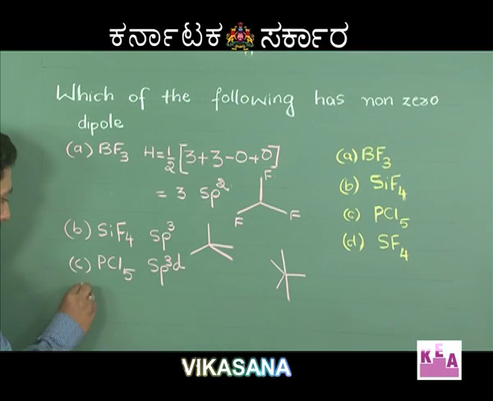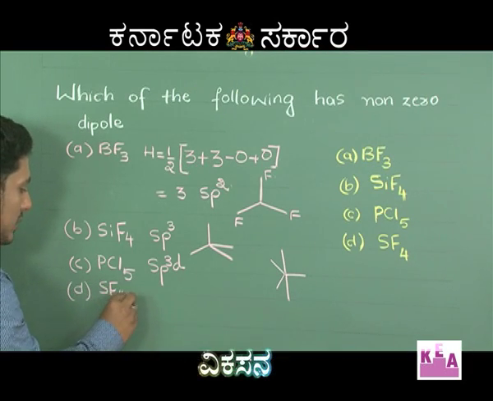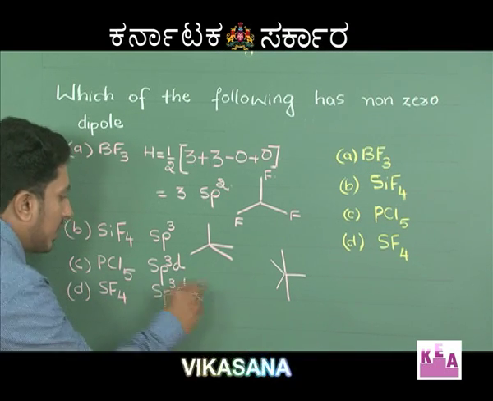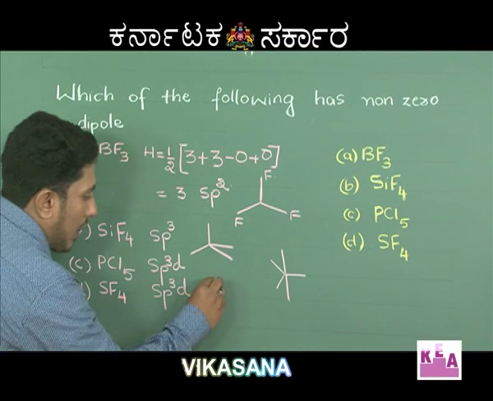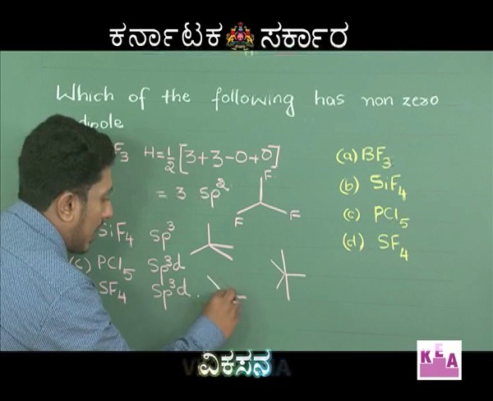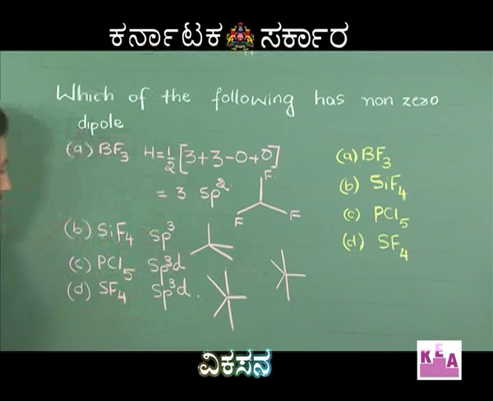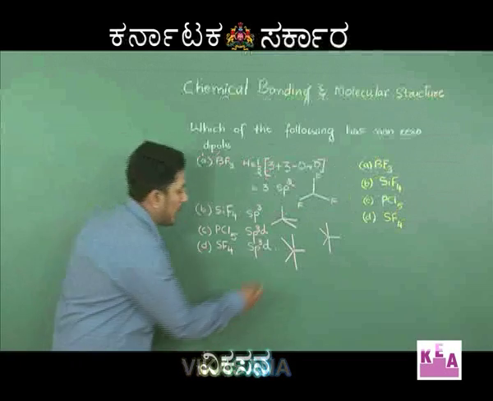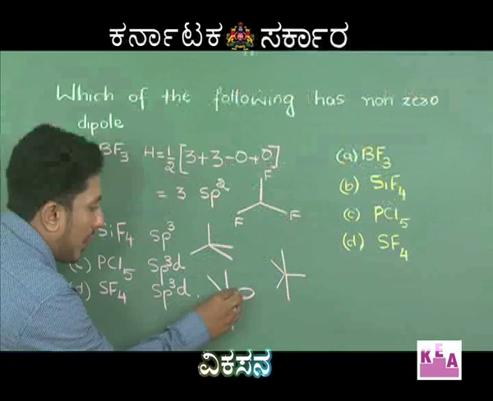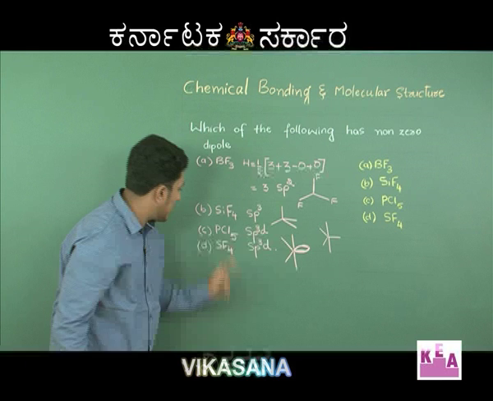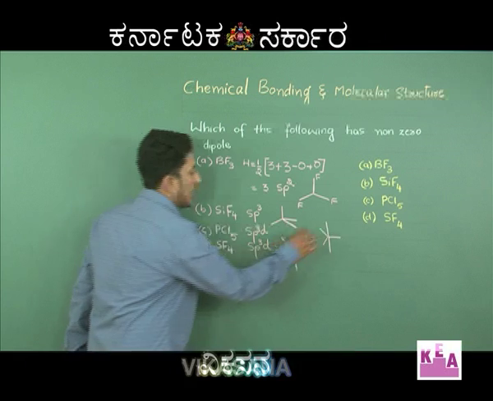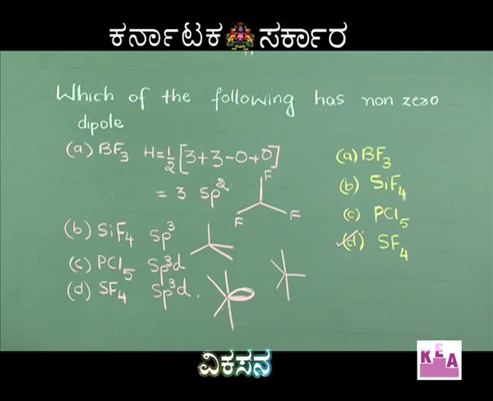The fourth option, that is SF4. If you find the hybridization of SF4 by using the formula, the hybridization of sulfur in SF4 is sp3d. sp3d indicates the orbitals around the central atom will acquire a trigonal bipyramidal geometry. But sulfur is linked to 4 fluorine. That means out of 5 positions, 4 are occupied by fluorine and 1 contains a lone pair of electrons. And as discussed, the lone pair always occupies the equatorial position. Hence, SF4 has a seesaw shape, which is not a regular geometry. Hence, it has a non-zero dipole and the molecule is polar in nature.